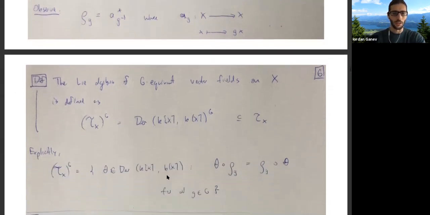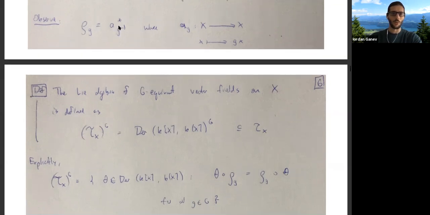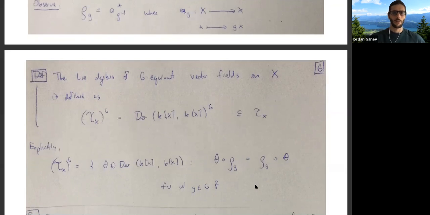If you want to be a bit explicit, it's all the derivations theta from K[X] to K[X] such that if we first do rho G, which is an algebra morphism of K[X], then apply theta, that's the same as first applying this derivation and then applying rho G to the output. And this has to be true for all the elements in G. Since rho G is related to A star of G inverse in this way, we could have put A star of G inverse there if we wanted to. All right, so those are the equivariant vector fields.